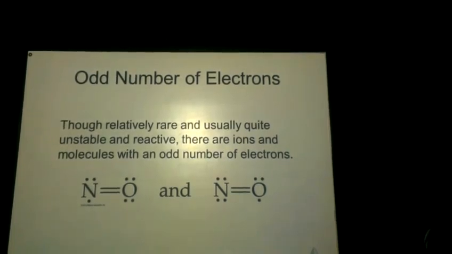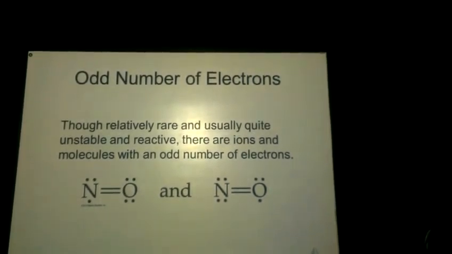Let's first look at the odd number of electrons. This type of exception is really, really rare, because most of the time if you have an odd number of electrons, these molecules are going to be unstable, or they're going to be so reactive that we're not going to be able to find them just by themselves out in nature anyway, because nothing wants to have an odd number of electrons. They just don't happen.